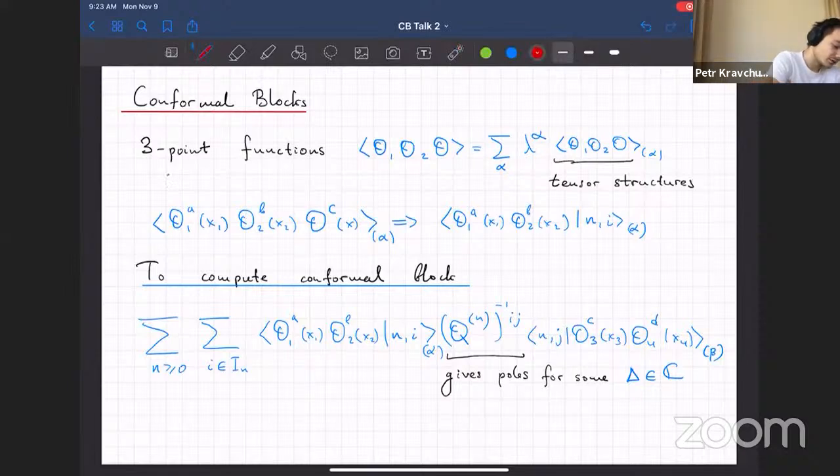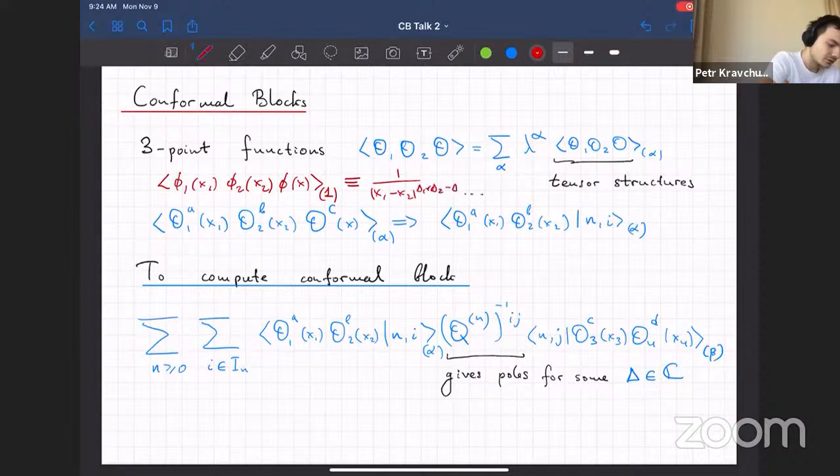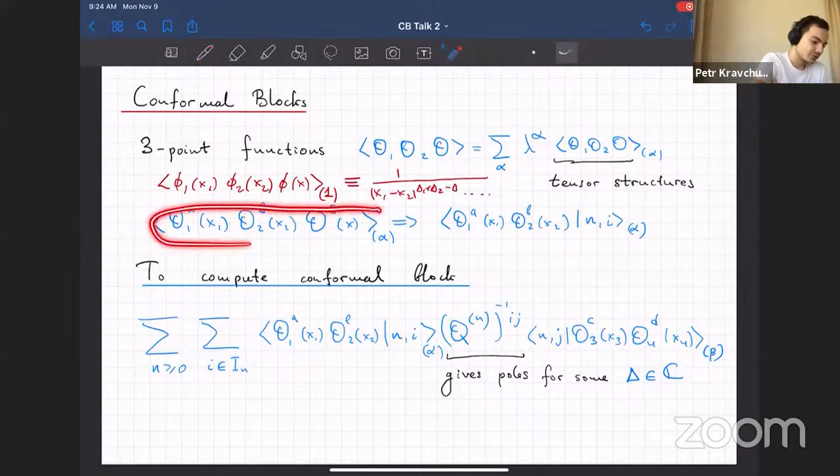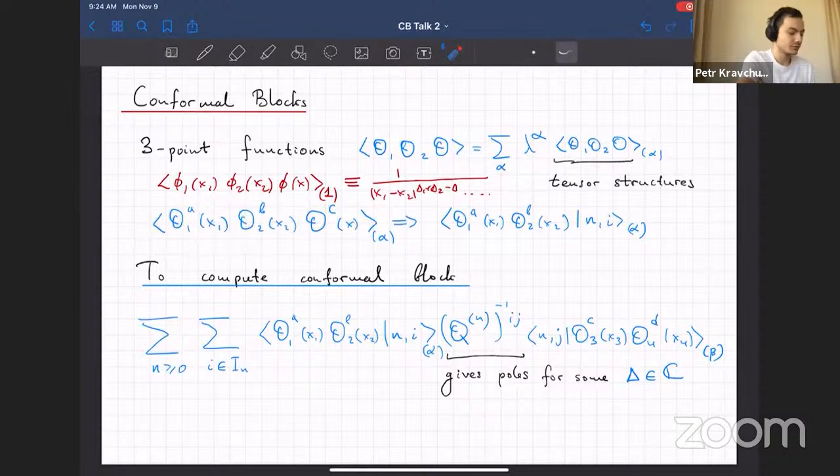So for example, if we were working with scalars, I would say phi1 of x1, phi2 of x2, phi of x, and in this case there's a unique structure, so I put index 1. Then this would be, just by definition, some product of x1 minus x2 to the power delta 1 plus delta 2 minus delta, and then 3 other terms in the denominator. So this notation here is just a concrete function of x1, x2, and x.